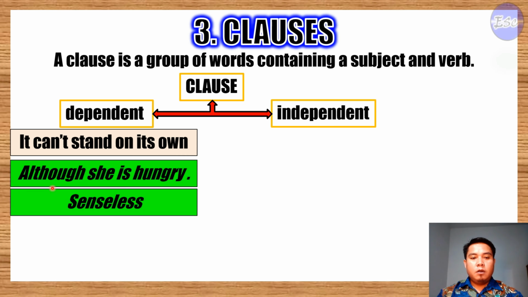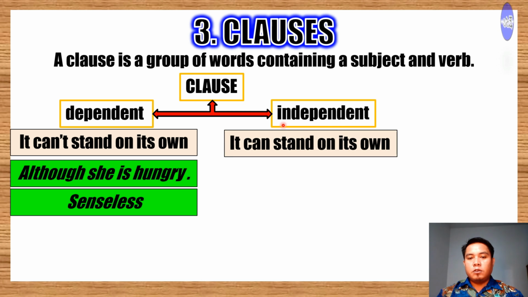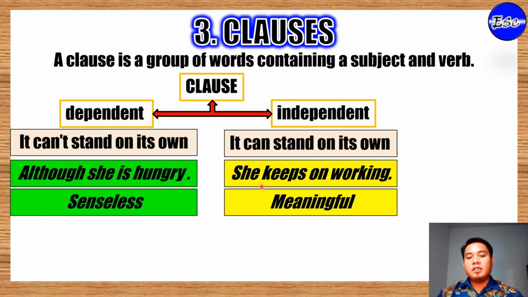For example, although she is hungry, this clause is senseless, or it doesn't have a complete thought or meaning, because we have a question in our mind. Although she is hungry, then what? Okay, let's compare with an independent clause. An independent clause can stand on its own. For example, she keeps on working. When someone says she keeps on working, it has meaning. It has a complete thought. In other words, this is meaningful.